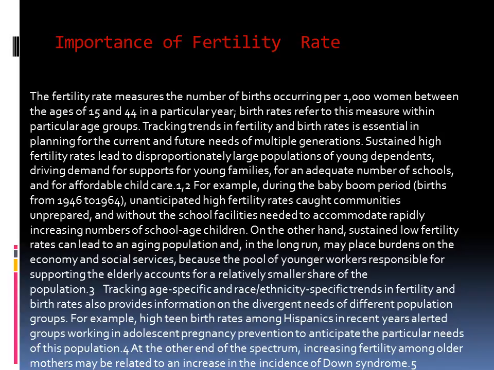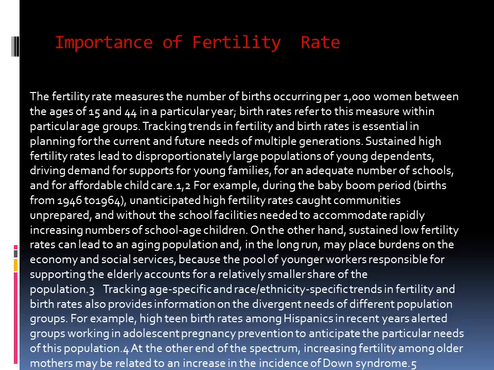For example, during the baby-boom period, anticipated high fertility rates caught communities unprepared, and without the school facilities needed to accommodate rapidly increasing numbers of school-aged children. On the other hand, sustained low fertility rates can lead to an aging population and, in the long run, place burdens on the economy and social services because the pool of younger residents responsible for supporting the elderly accounts for a relatively smaller share of the population.